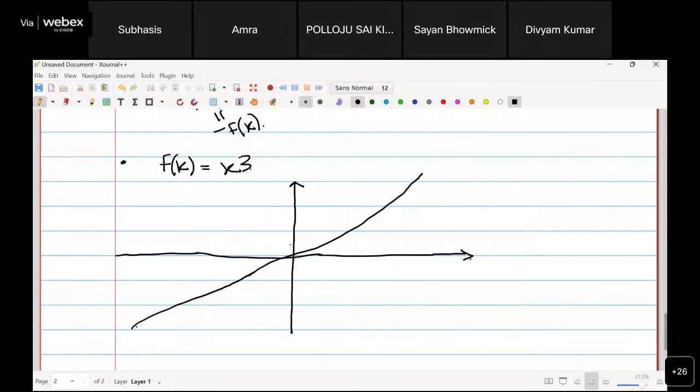So if you take 2, what are you getting? 8, right? And what will you get if you take -2? -8. The distance is the same. So basically this particular distance and this particular distance are the same. It doesn't hold only for any arbitrary point; there's nothing special about 2.